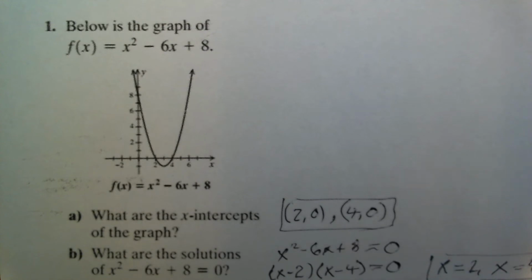And for part C, what relationship exists between the answers to parts A and B? Well, the relationship is that the solutions of x squared minus 6x plus 8 equals 0 are the first coordinates of the intercepts (2, 0) and (4, 0). So 2 is the first coordinate for this first intercept, and 4 is the first coordinate of the x-intercept (4, 0). So that's the relationship.